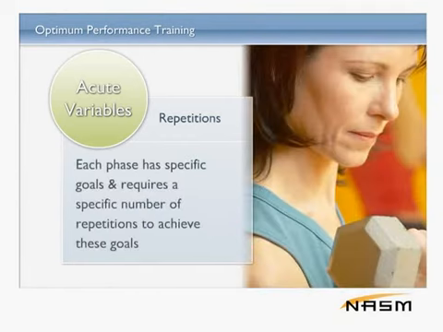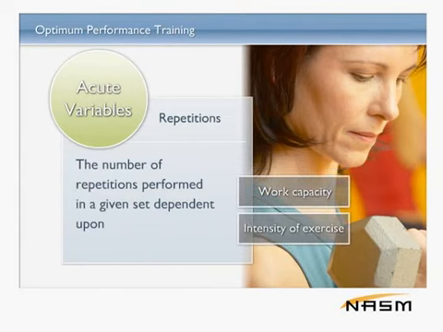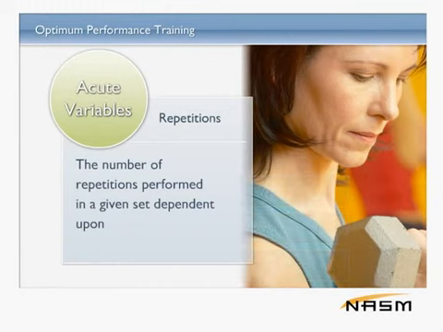Each phase of training in the OPT model has specific goals, and therefore requires a specific number of repetitions to achieve these goals. The number of repetitions performed in a given set is dependent upon the client's work capacity, intensity of the exercise, and the specific phase of training.